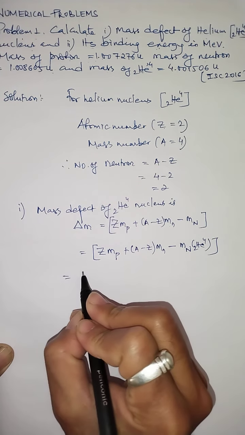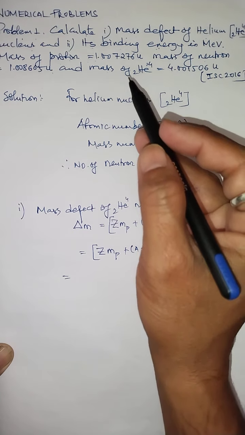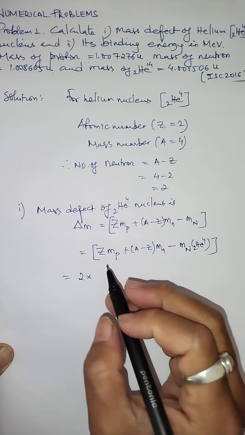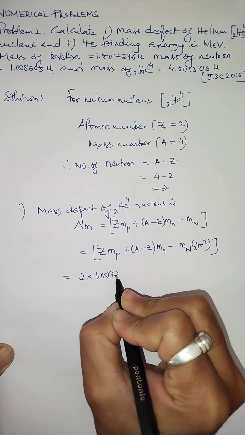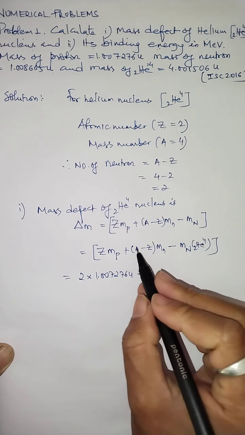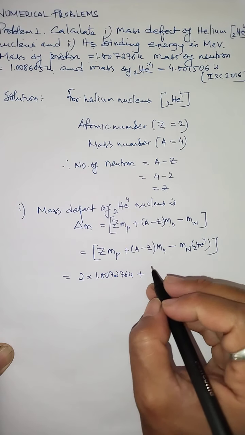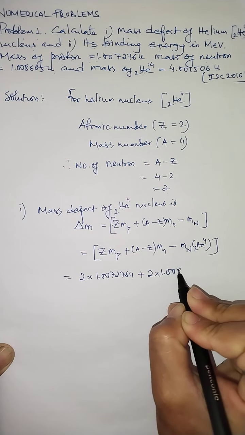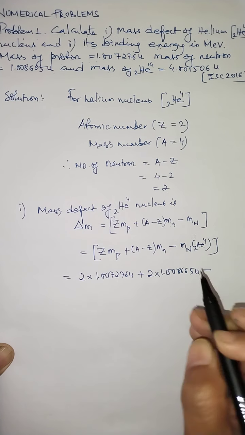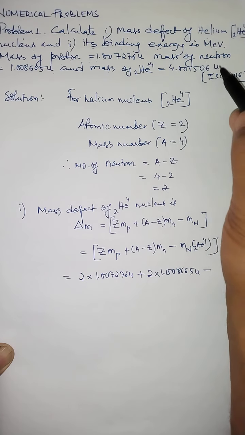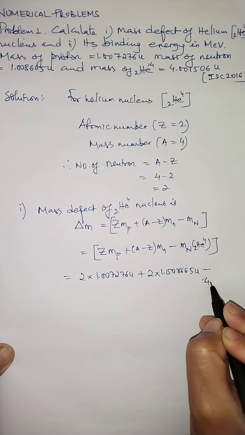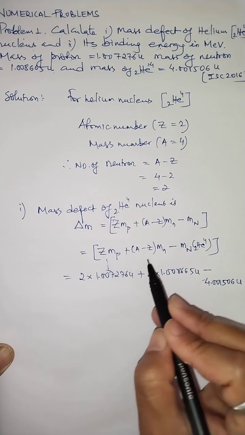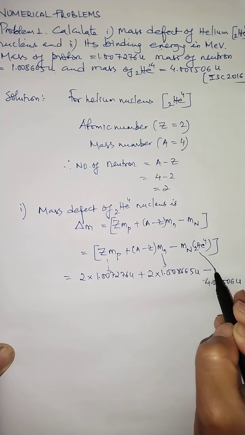Let's substitute the values. The value of Z is 2, so we multiply 2 into the mass of proton, 1.007276 U, plus A minus Z, the number of neutrons, which is also 2, into the mass of neutron, 1.008665 U, minus the mass of the helium nucleus, 4.001506 U. So this is the mass of neutron, and this is the mass of the helium nucleus.